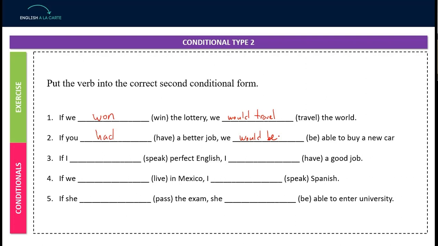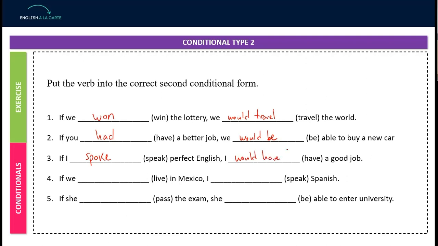Number three. If I speak perfect English... No, that's not the conjugation. How do you say speak in the past? Spoke. Very good. If I spoke perfect English, I would have a good job. Very good. If I spoke perfect English, I would have.